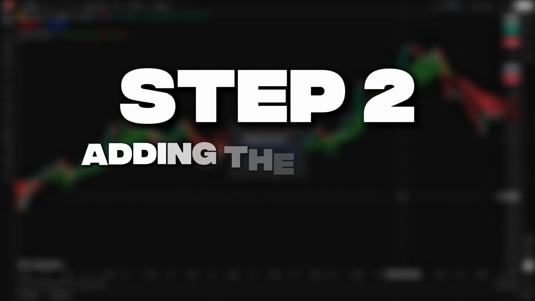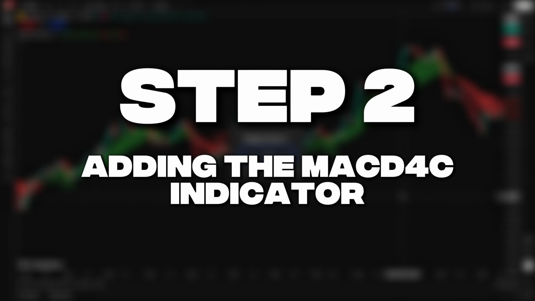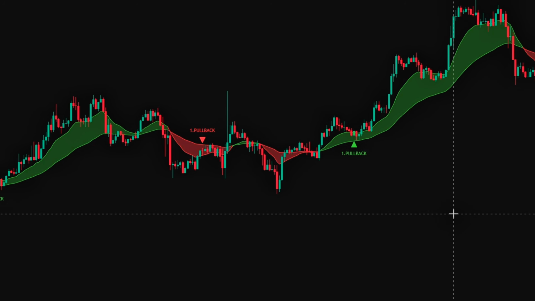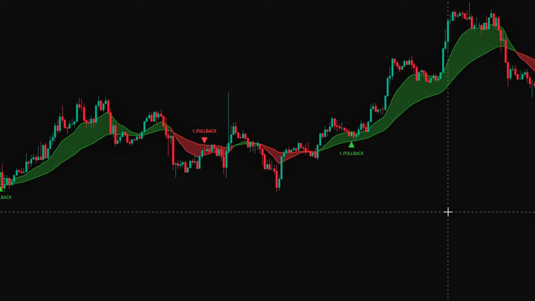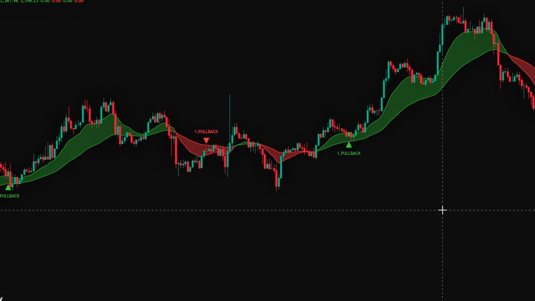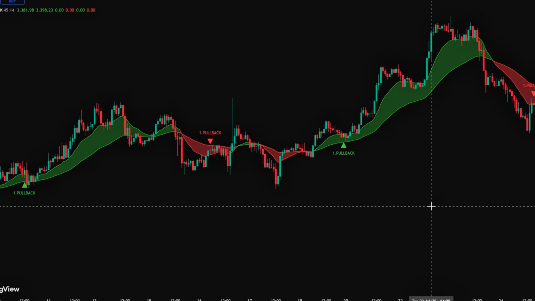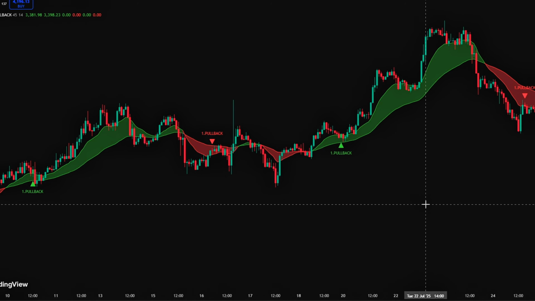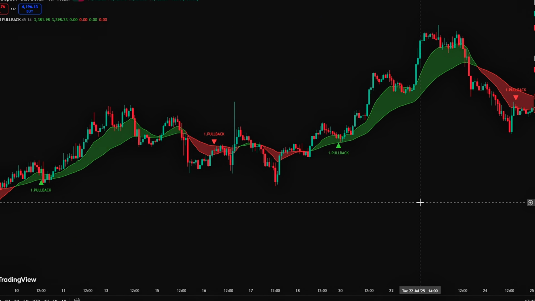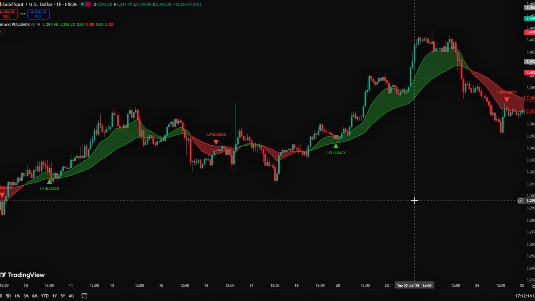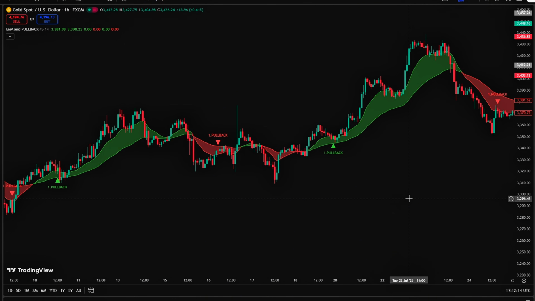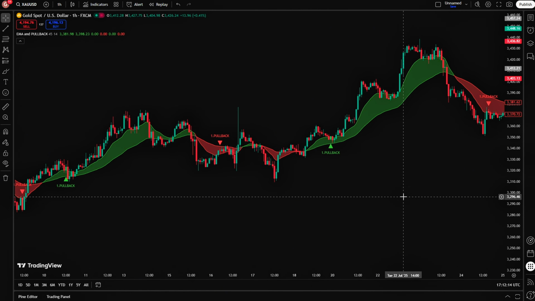Step 2. Adding the MACD4C indicator. Now that we've set up the EMA and Pullback indicator, it's time to add the MACD4C, our momentum confirmation tool. This indicator helps confirm whether the market's strength truly supports the pullback setups identified earlier, reducing the chance of false entries. Adding and configuring the MACD4C.